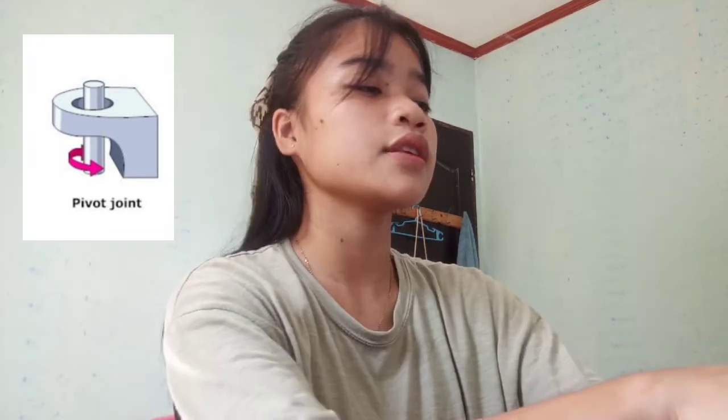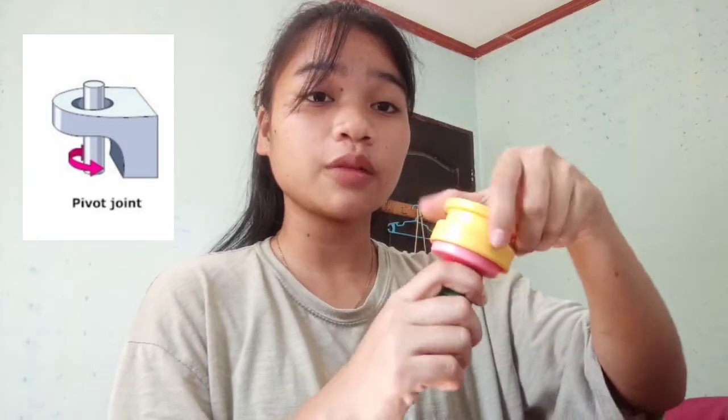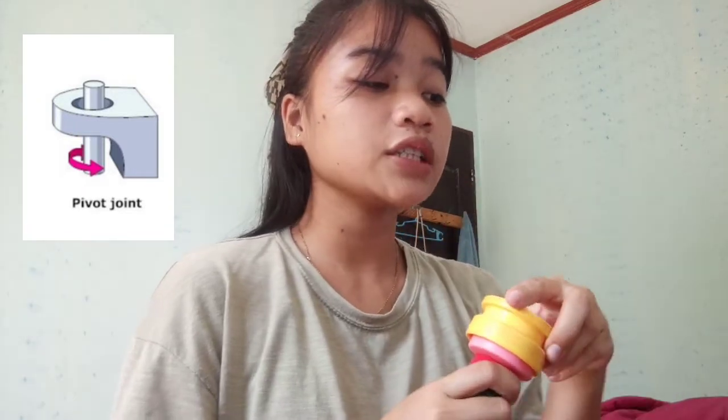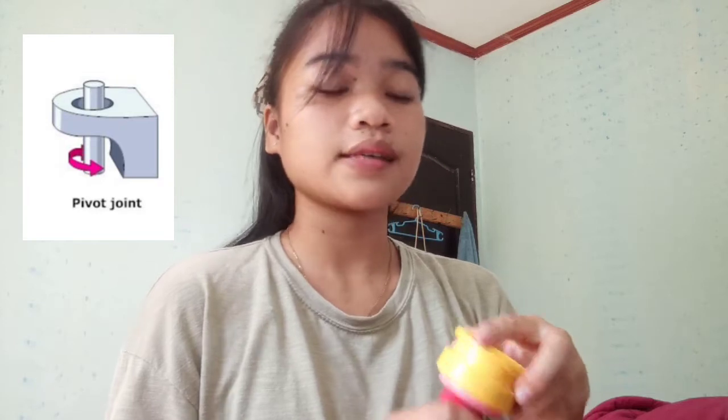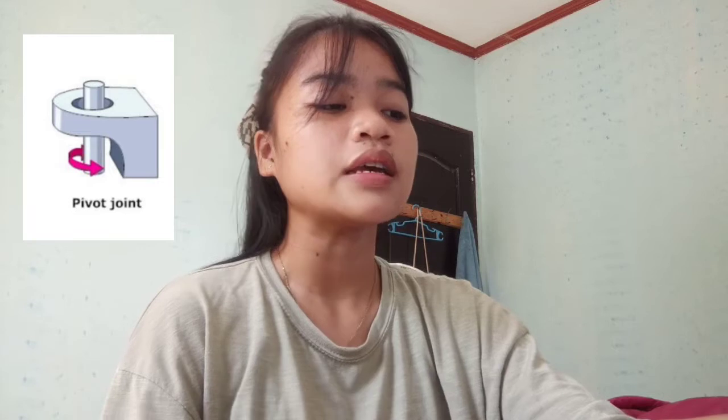So, this is my improvised model of pivot joint. This structure allows rotational movement as the rounded bone moves around its own axis. An example of a pivot joint is the joint of the first and second vertebrae of the neck that allows the head to move back and forth. The joint of the wrist that allows the palm of the hand to be turned up and down is also a pivot joint. So the fourth one is condyloid joints.